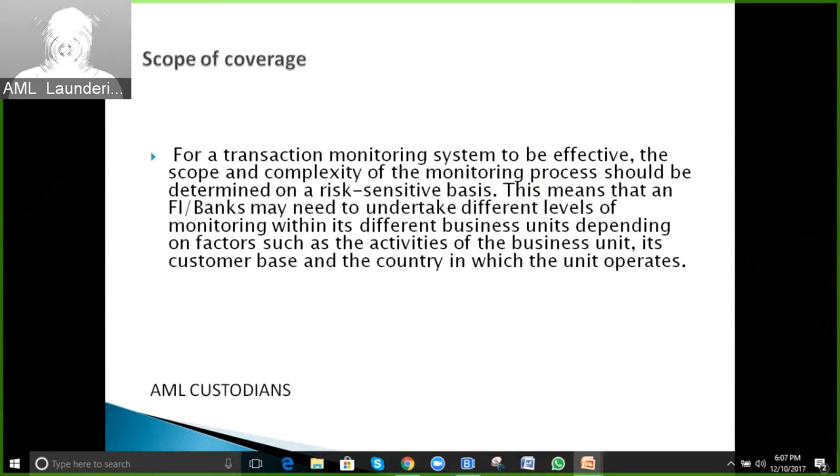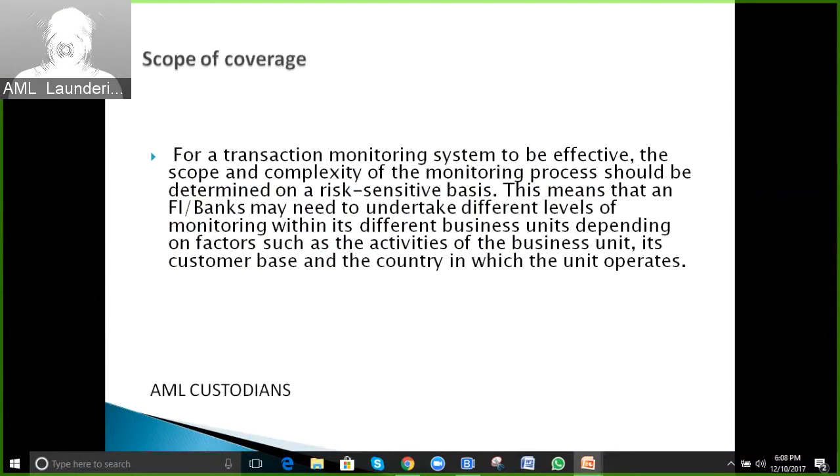And for a transaction monitoring system to be effective, the scope and complexity of the monitoring process should be determined on a risk-based approach. So everybody knows that banks will follow the risk-based approach in KYC, as well as a risk-based approach in transaction monitoring.